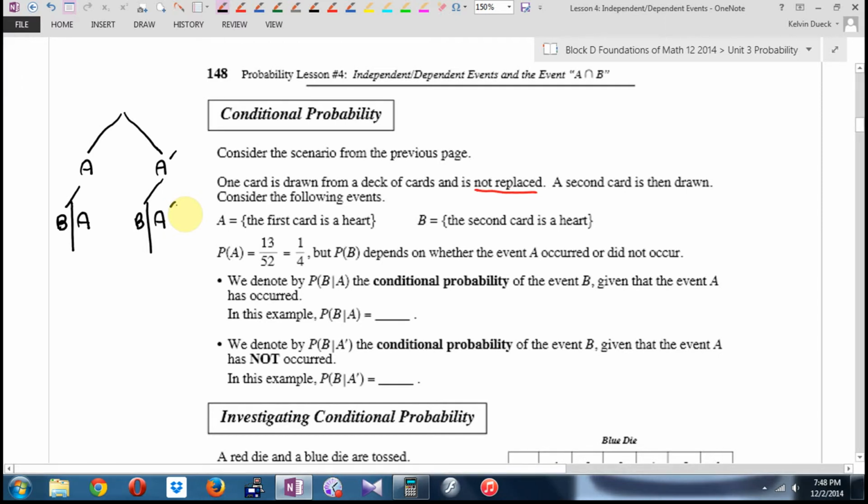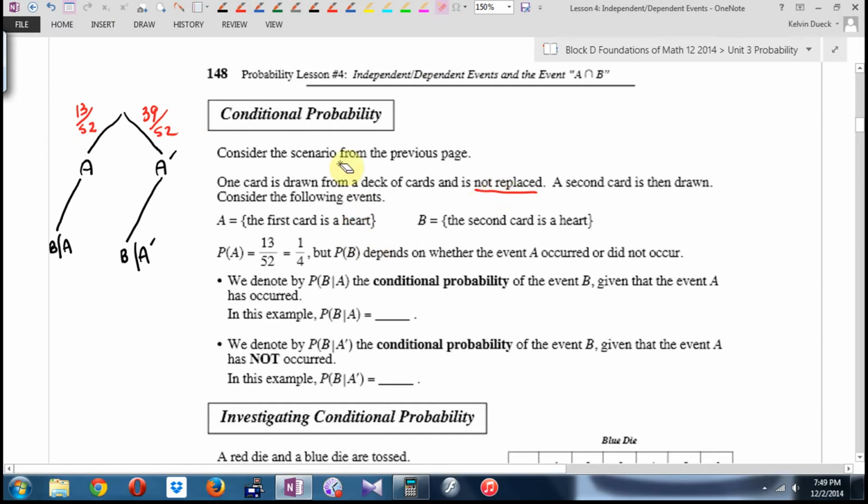If I walk down these branches, and I'm going to make this a bit bigger so that you can see this a little easier, I have B given that A occurred, and B given that A did not occur. So if I fill in the weights on these branches, how many hearts? 13 out of 52. And going down this branch, the probability is 39 out of 52.